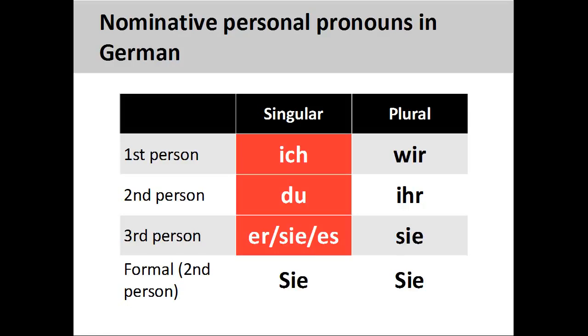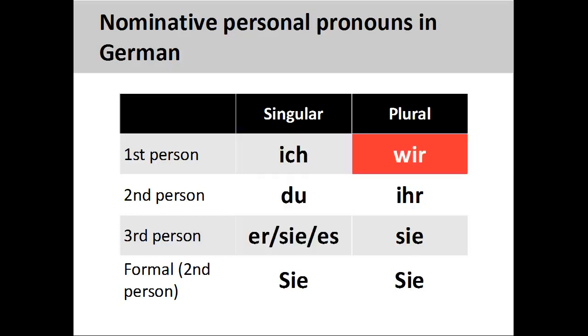The third person singular personal pronouns, er, sie, es, he, she, it, can be used to indicate the biological gender of the noun they replace. As I will show at the end of this presentation, in German they could also indicate the grammatical gender of the noun. We can also apply the concept of actors on the stage to the plural personal pronouns.